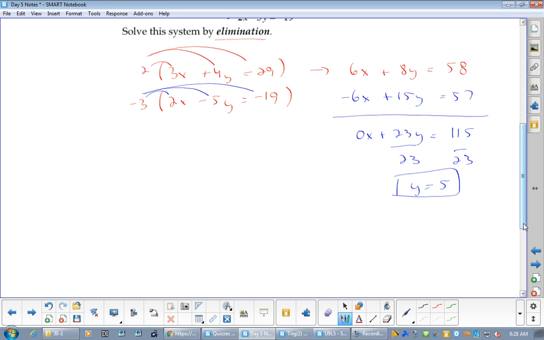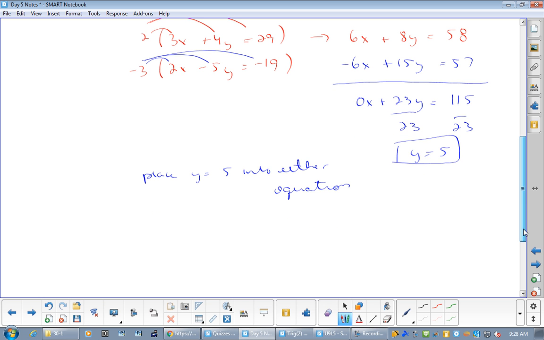You've chosen that. Okay? Now these ones, it's pretty well a toss-up, but I'm going to go with the first one because there are no minus signs. But who cares? It will work. So now I'm going to take my y and place y equals 5 into either equation. Doesn't matter. Because what is the answer? The answer is what they both share, what they both have in common.